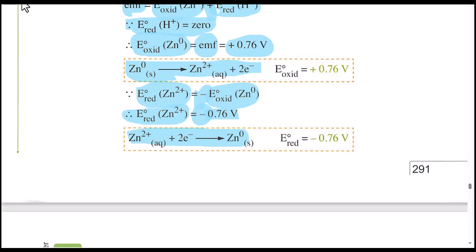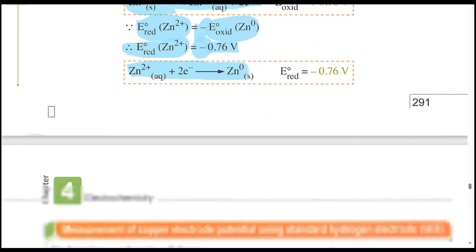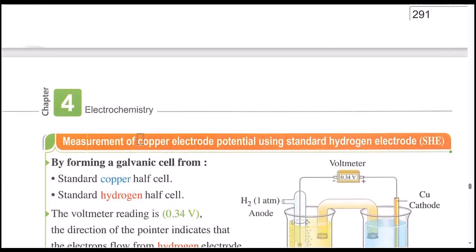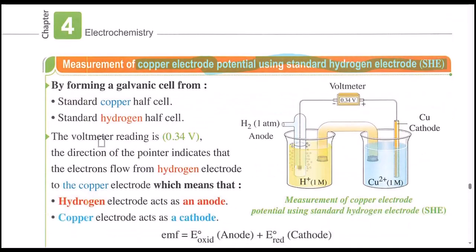So how can we measure another element? For example, the copper electrode. How can we measure the copper electrode potential? Using the standard hydrogen electrode, SHE, by forming a galvanic cell from a standard copper half cell and a standard hydrogen half cell.